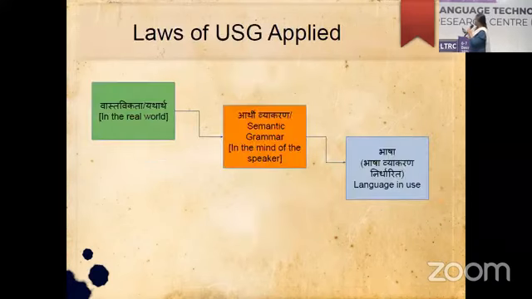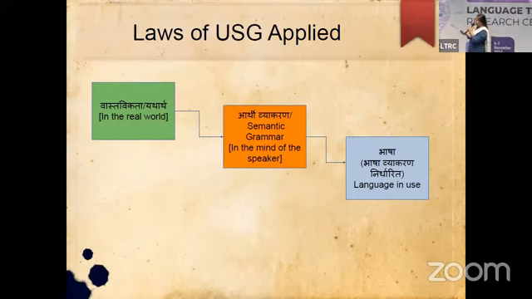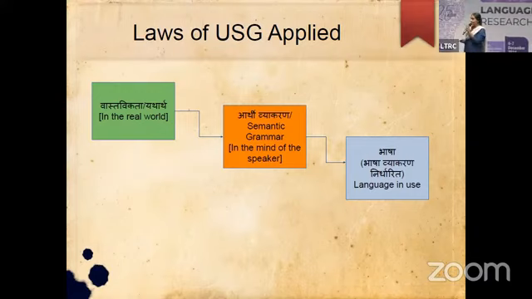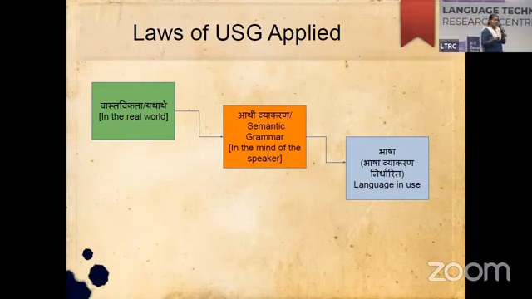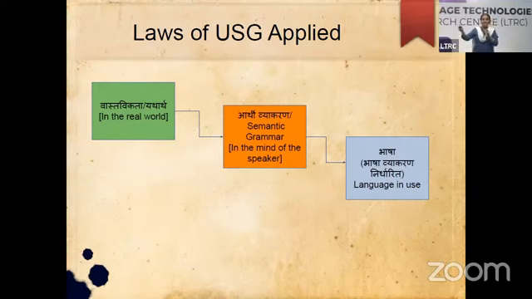So, the laws of USG. You have a real world, then that leads to, from the speaker's point of view, some semantic structure that we have within, and then that gets expressed in context. So language in use. What important point have we understood through this? Generally we feel there is reality and there is language.